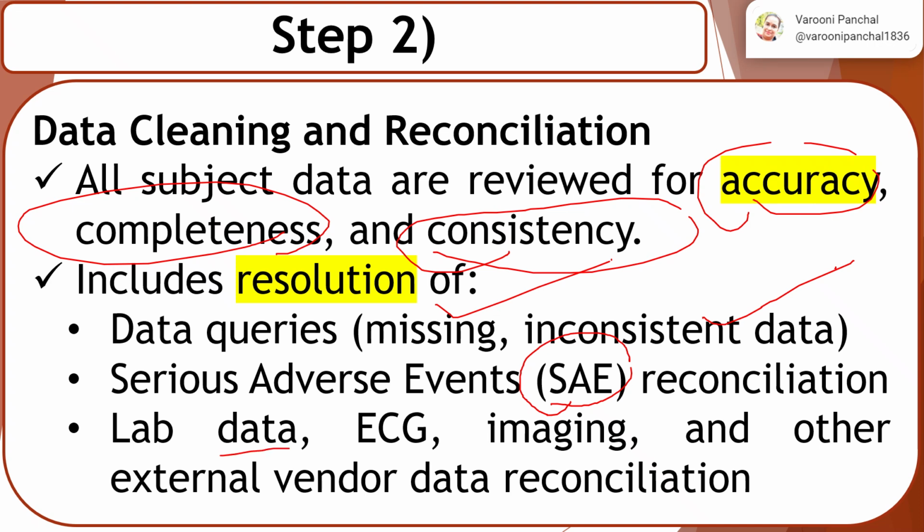The lab data, ECG, imaging and any other external vendor data. Now the external vendor data is nothing but your LB. Now LB is a domain where it has the central data and you also get the local vendor data, right? So if you have two different vendors, then it becomes very essential to maintain its consistency, right? So all this data cleaning process is step 2 in the database lock.